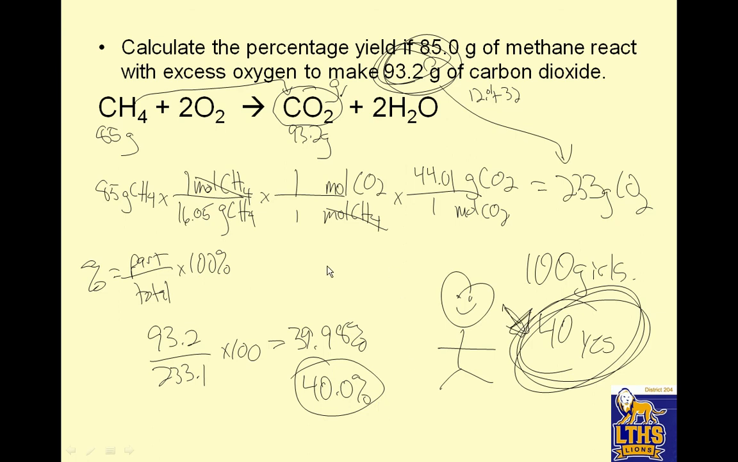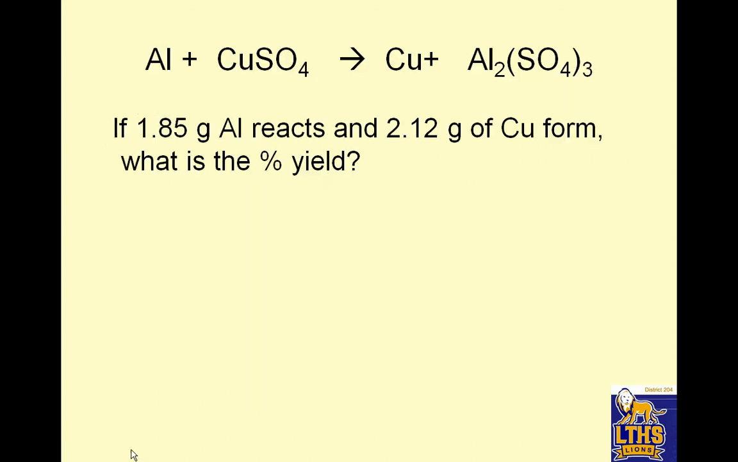Percent yields do range sometimes between 20 to 90%. Better than 90% is really, really hard to get. Okay, so calculate the percent yield. My percent yield is 40% or 39.98. Either one is fine.